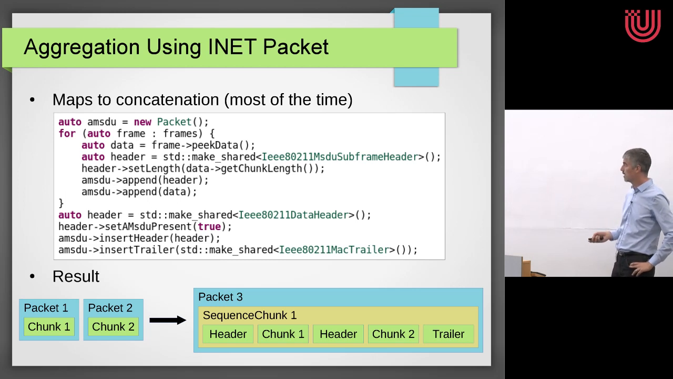So aggregation in the new INET version happens to be something like this. You start with a new packet, then you go through all the frames, and then you pick the data part of each frame and append them to the AMSDU, which contains one MSDU subframe header for each aggregated frame, as required by the standard. And of course, that header has a field that specifies the length of the following data part. And then finally, you put a MAC header into the packet. So basically, you start with this, 2 packets having 2 chunks, and you end up with something like this.